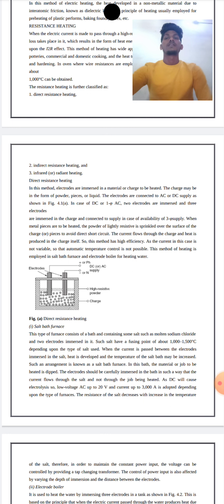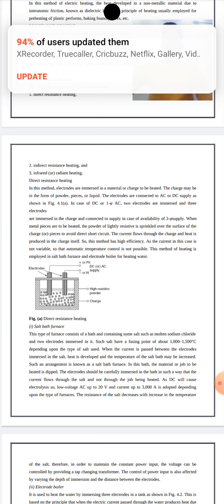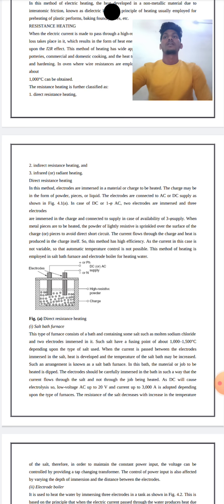Direct resistance heating, second one: electrode boilers. Electrode boilers use electrodes for heating water. The electrodes in the tank are shown in the figure.